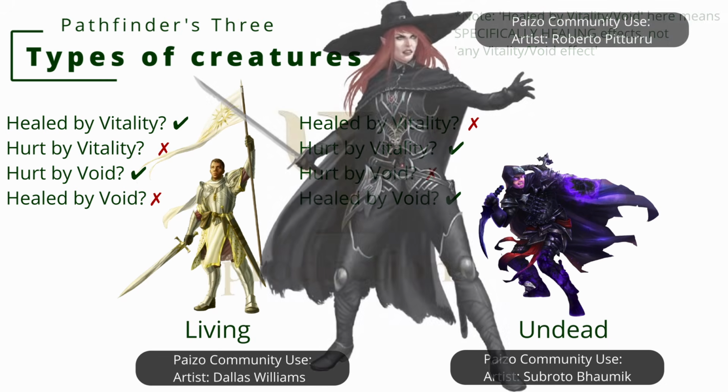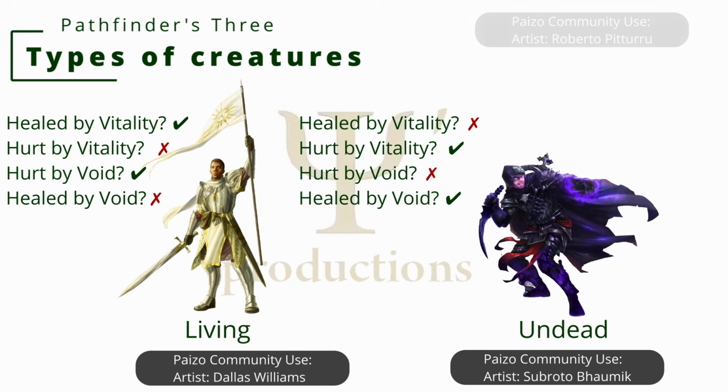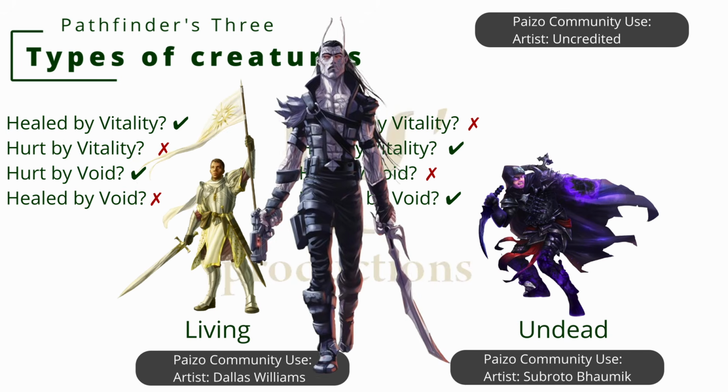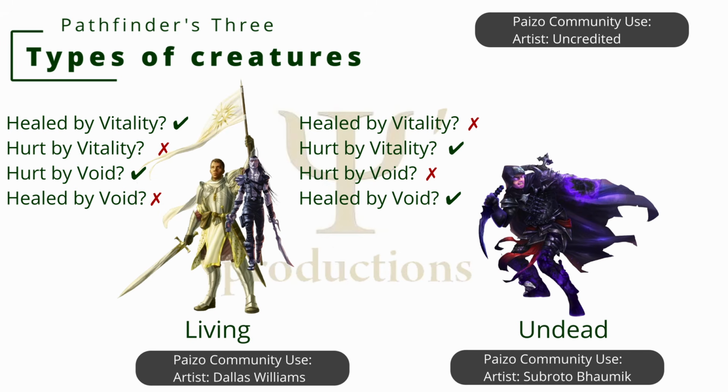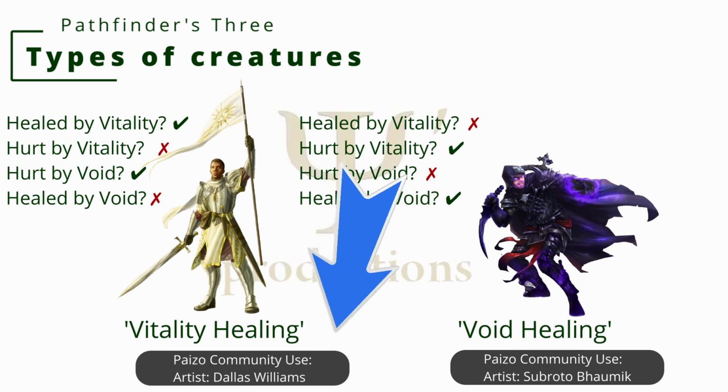Now, further complicating this, some living creatures like Dhampirs count as undead for the purposes of Vitality and Void, and some undead, such as Starfinder's Borai, count as living for the purposes of Vitality and Void. To make things simple, if something says it has Vitality healing, it counts as a living creature for healing purposes, and it goes into the living category. If something says it has Void healing, it counts as undead for healing purposes and goes into the undead category. I know it's complicated, but to make it simple, for the purposes of healing, non-constructs fall into one of two categories, living or undead creatures.